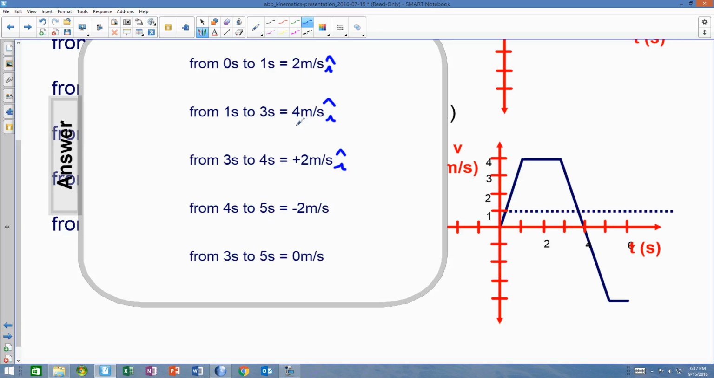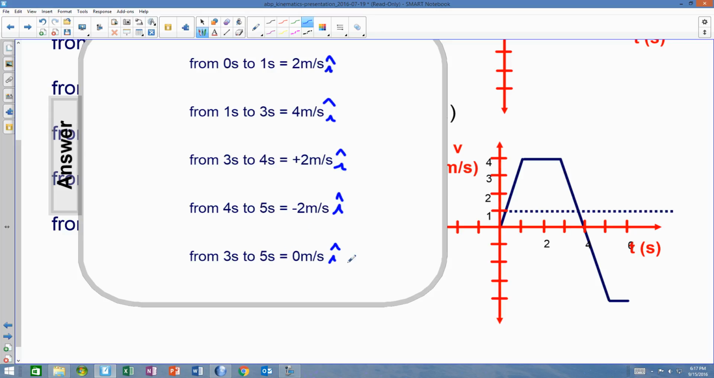Okay, use the graph to determine the instantaneous velocity in picture B at 2 seconds. Okay, let's take a look at the answer. It should be plus 4 meters per second, and again, we're going to give it a vector sign, and we're going to make the direction i-hat, not plus.